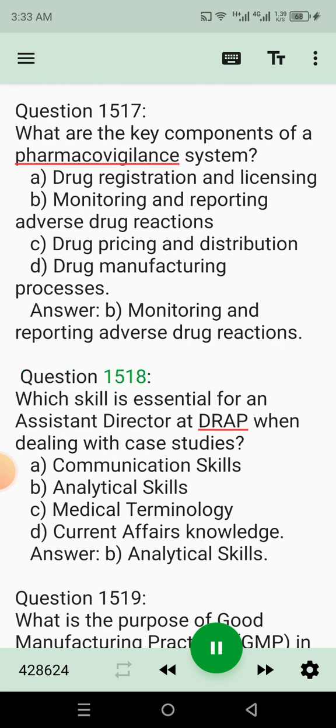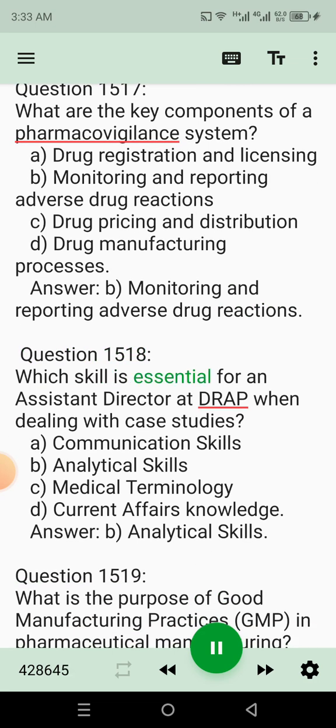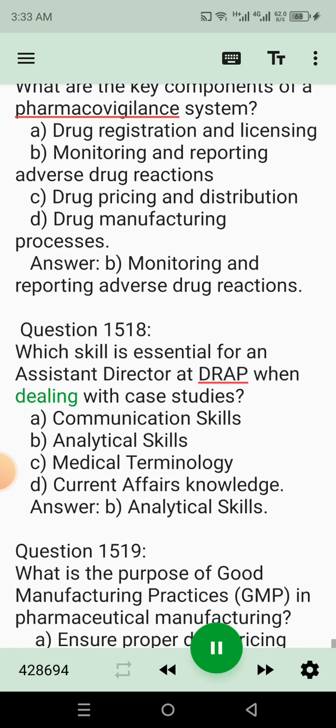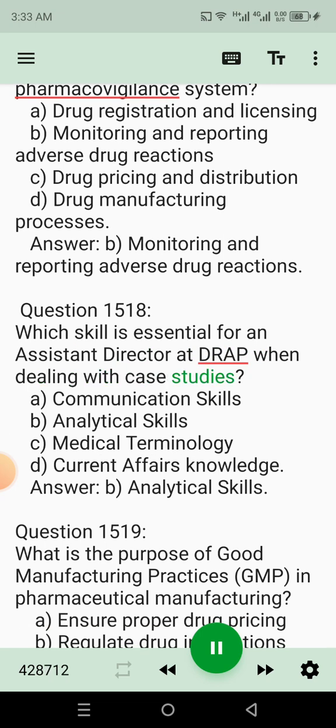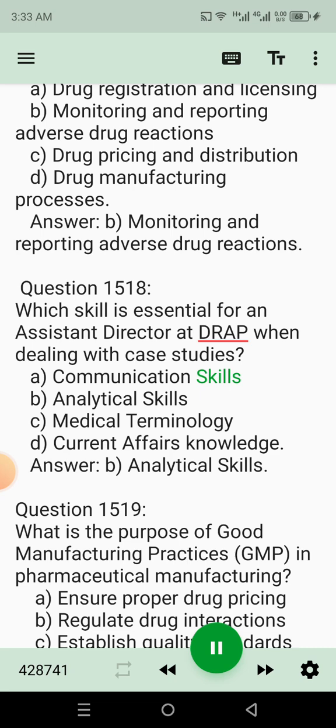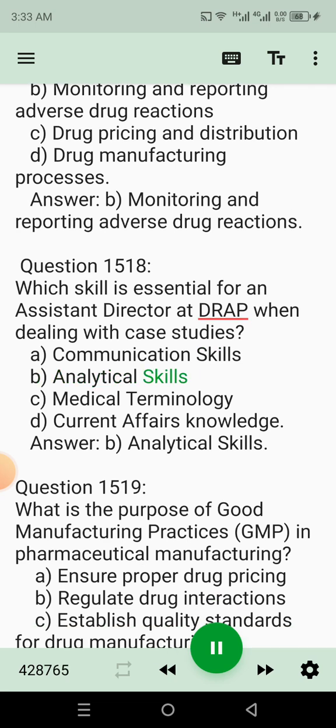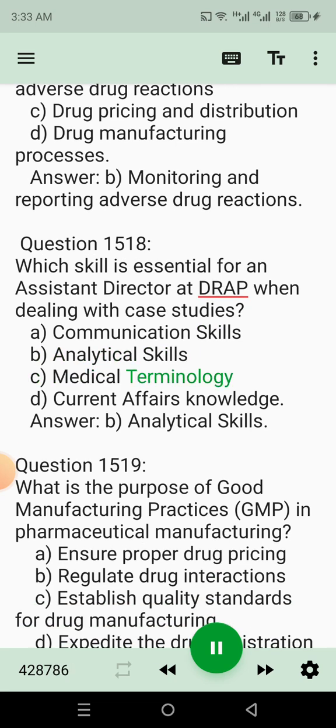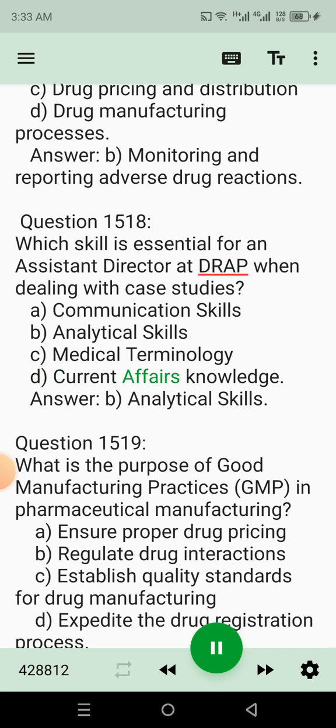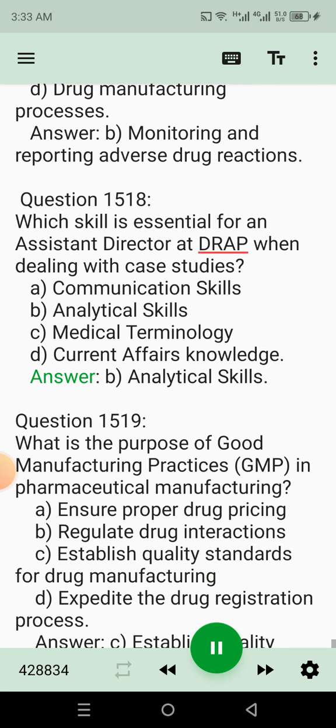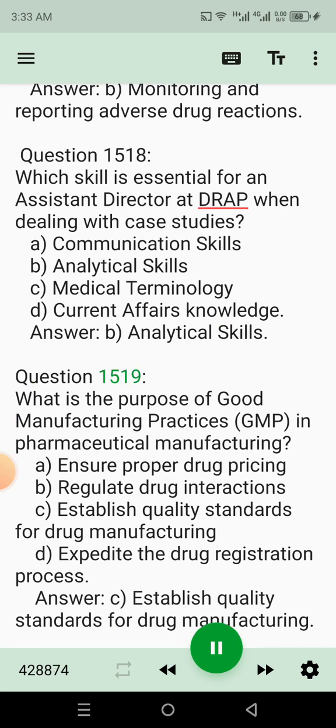Question 1518. Which skill is essential for an assistant director at DRAP when dealing with case studies? A. Communication skills. B. Analytical skills. C. Medical terminology. D. Current affairs knowledge. Answer. B. Analytical skills.